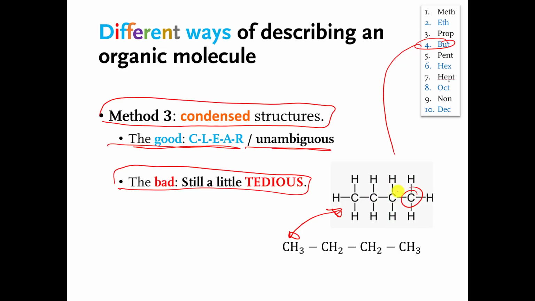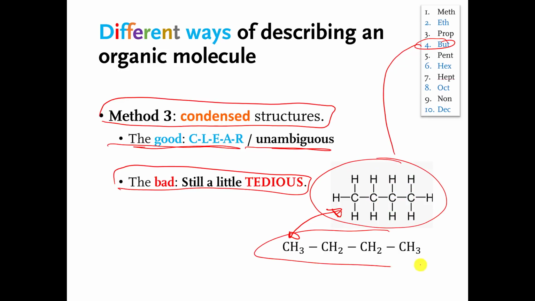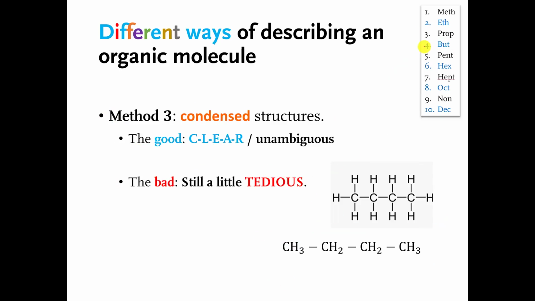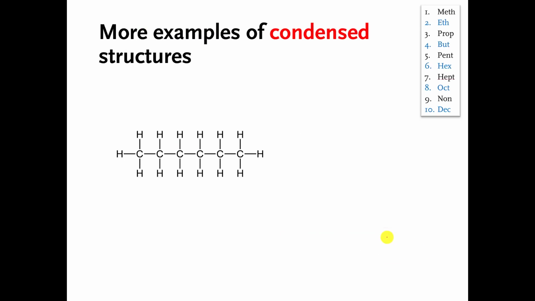If you had a choice between writing the expanded structure for butane or the condensed structure for butane, you would probably choose the condensed structure just because it's a little bit easier on your hand, right? There's less stuff to write. Even this, though, is a little bit tedious after a while. The organic molecules can get big enough that even this is a pain to draw. So here are some more examples of condensed structures.